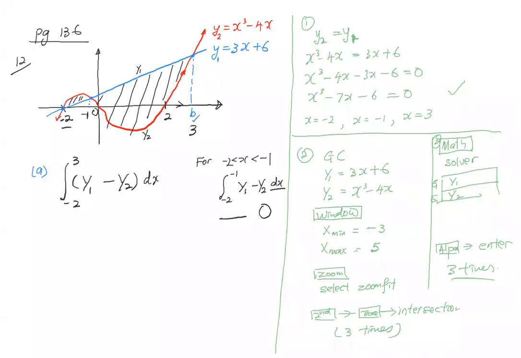For the interval of x between -2 and -1, if I take y1 minus y2 dx, will I get a negative value or a positive value, and why? The negative value maybe. Why? Cannot say maybe. Math always has a definite answer. There's no such thing as maybe, unless we study probability.